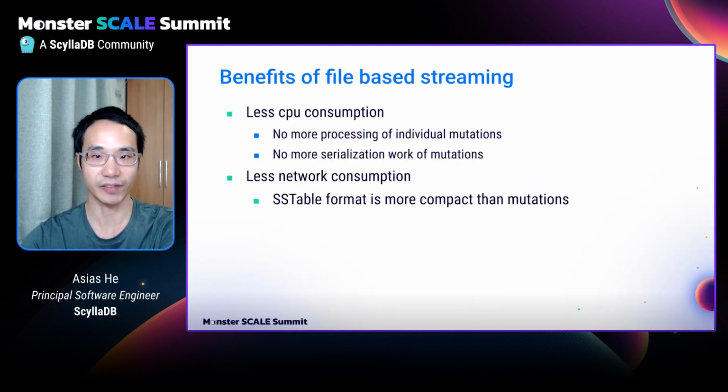What are the benefits of the file streaming? Why is it better? First, it reduces the CPU usage because we do not need to read each and every mutation fragment from the SSTables, and we do not need to parse the mutations. The CPU reduction is even more visible when the user has small cells. Second, the format of the SSTable is much more compact than the mutation format. This means we have less data to send over the network. As a result, it can boost the streaming speed a lot.